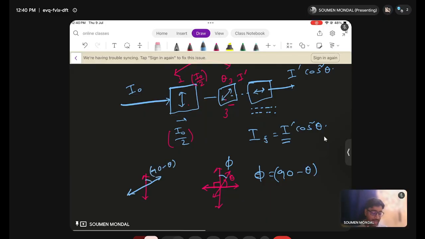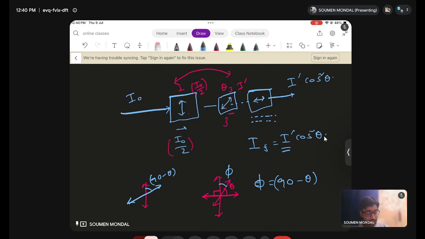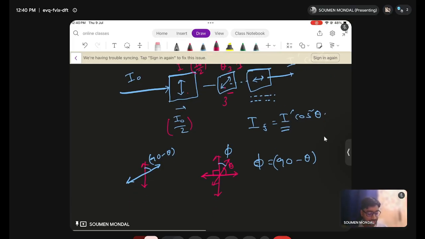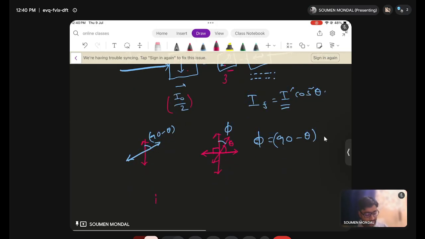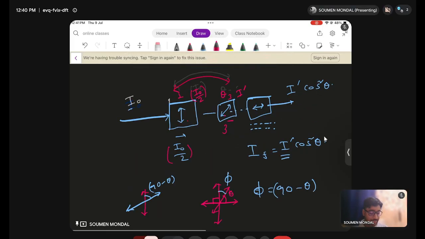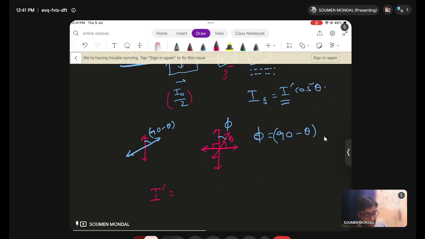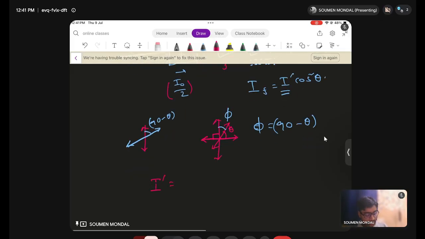So now I know the angle, I can apply Malus's law between the first and the middle polarizer, and I am marking it as polarizer 3. So again I prime, which is coming out from polarizer 3, is I naught by 2 into cos square of 90 minus theta. So it will be I naught by 2 sine square theta.